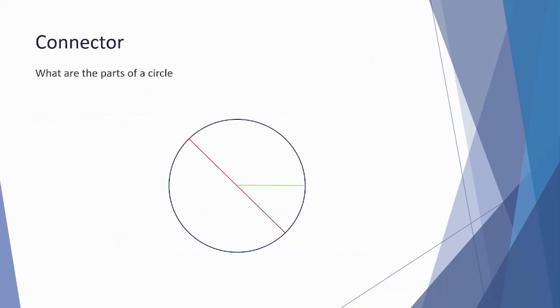So I've got a circle here and I've got some parts labeled, and we just need to remember what they are. So the red part that goes from one side to the other is called a diameter. The green part that runs from the center of the circle out to the edge is a radius. And the part that goes all the way around is called a circumference.